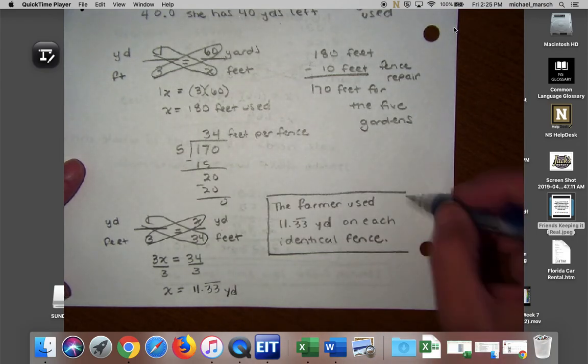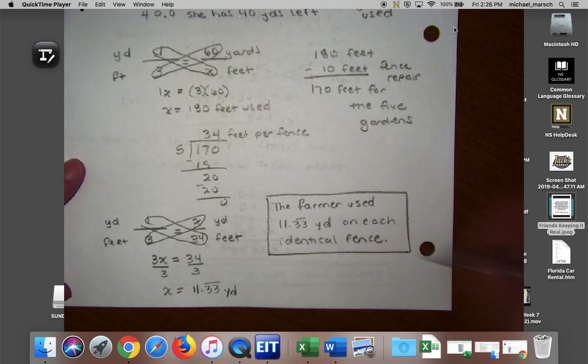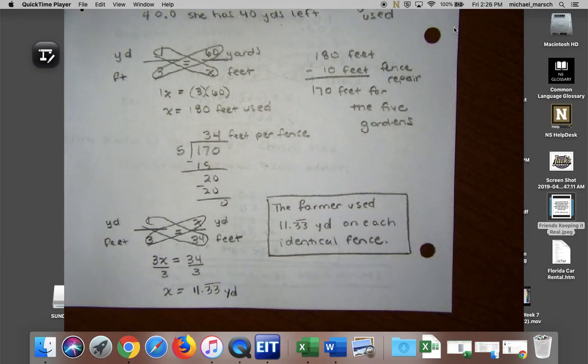Again, this one took us a while, but you guys have all the strategies. You know how to find percents and you know how to do conversions. It's just a matter of being willing to work at the problem without just getting it right away. Okay.